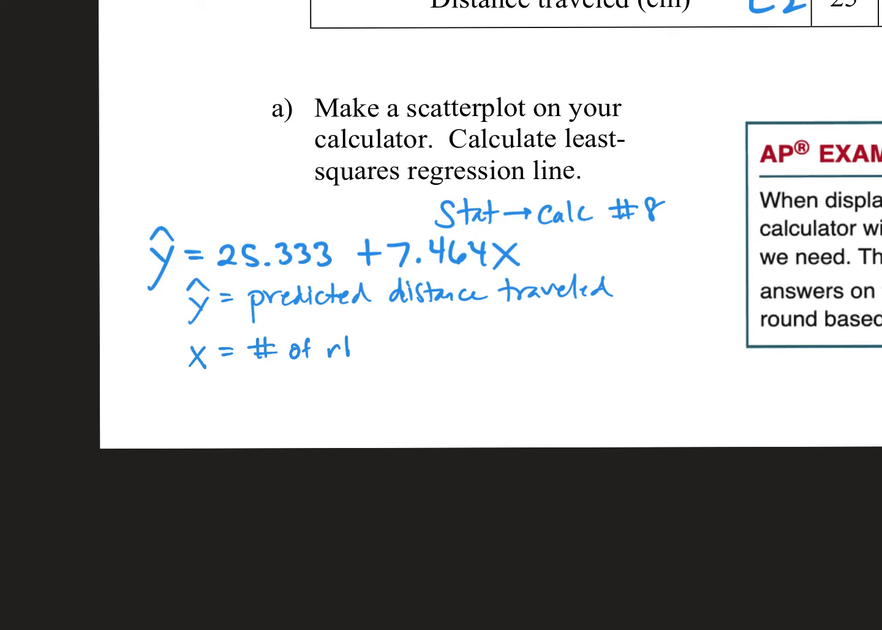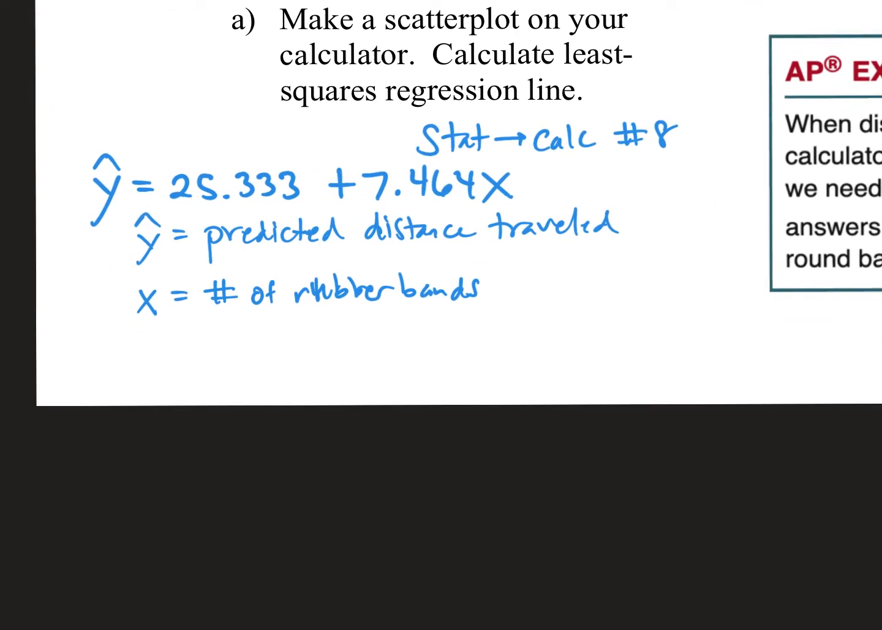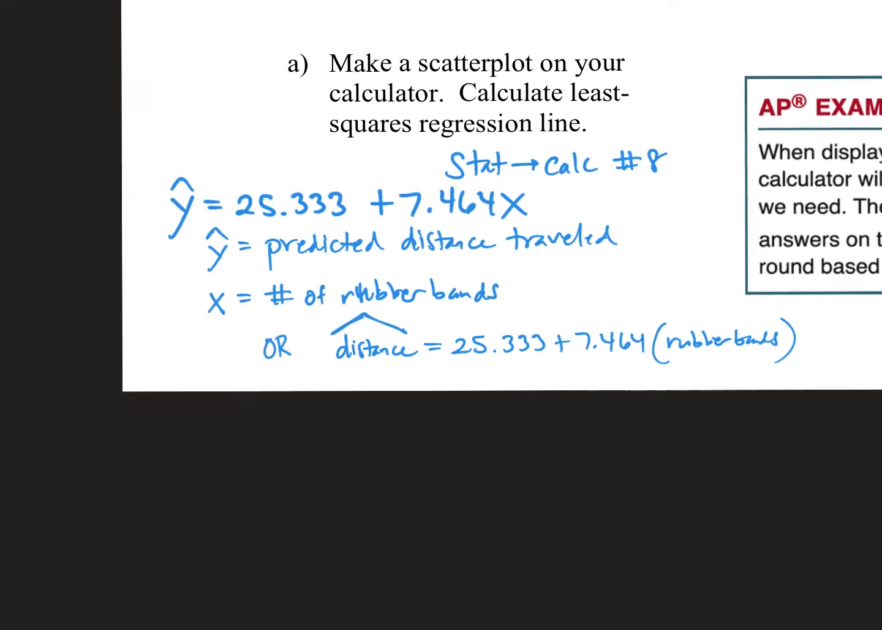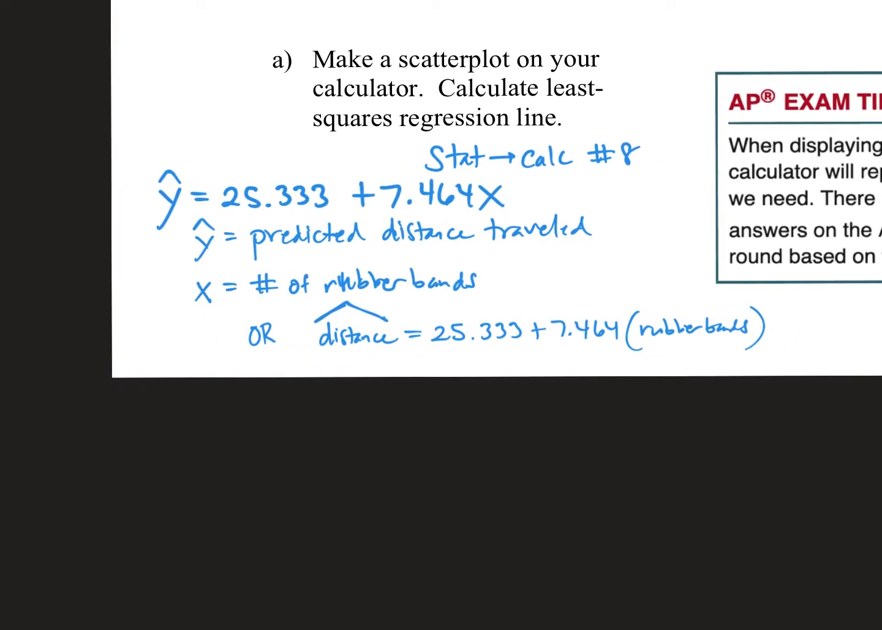Okay, the other way that the book will do this is instead of writing y and x, they actually write the words like this. This is what they'll do. I'm going to put a big "or" right here. They'll write distance with a hat over it. So that's the predicted distance equals 25.333 plus 7.464 times rubber bands. Okay, and some people might like to do it that way. I always like to write an equation with y hat and x and show you what y hat and x are. But people like to use this because you can see exactly what the units are if you needed to plug something in.